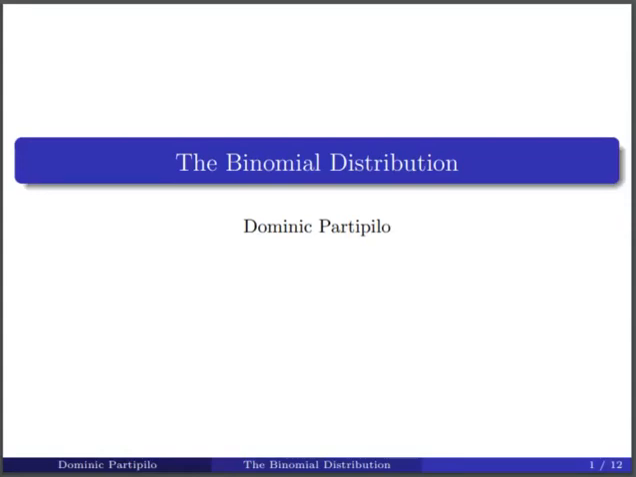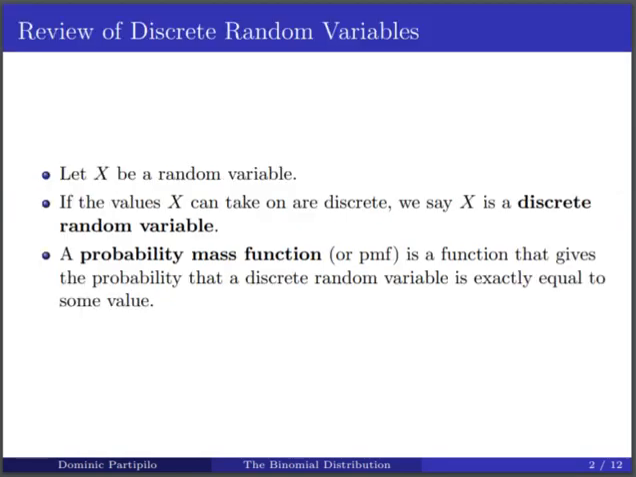Hey everyone, so in this video we're going to be talking about the binomial distribution. So let's do a quick review of discrete random variables because the binomial distribution is a discrete distribution. For random variable x, if the values x can take on are discrete, then we say x is a discrete random variable. And remember, we talked about probability mass functions, and those are just functions that give the probability that a discrete random variable is exactly equal to some value.